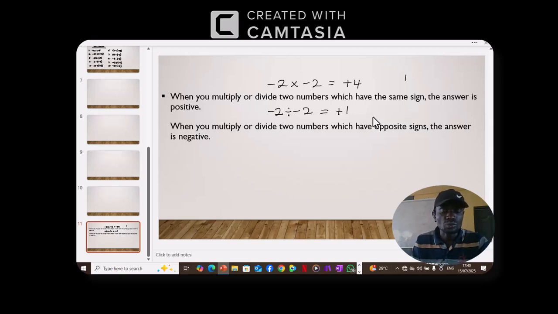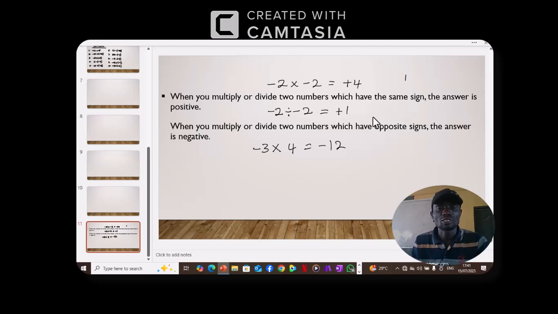When you multiply, for instance, minus 3 times 4, this 4 is plus 4. The answer will be minus 12. When you multiply two numbers of opposite signs, 3 is negative, 4 is positive, negative, positive, it means your answer must be negative. So when you multiply two numbers of opposite signs, you get negative as your answer.